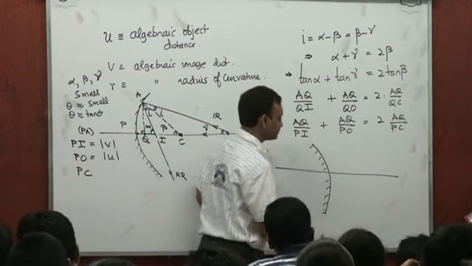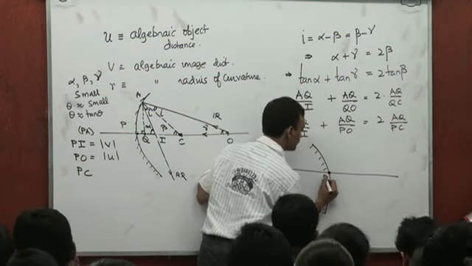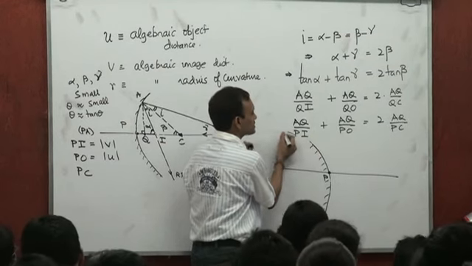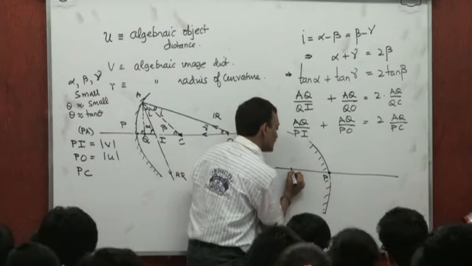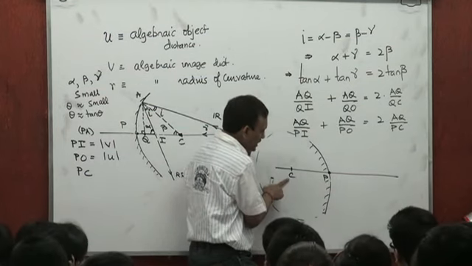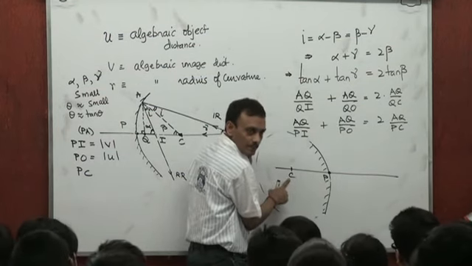This is a convex mirror, pole P. Now this is part of a sphere which is like this. The center of that sphere is located here. So the center of curvature of this mirror is here, right?